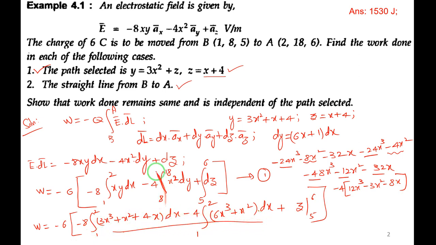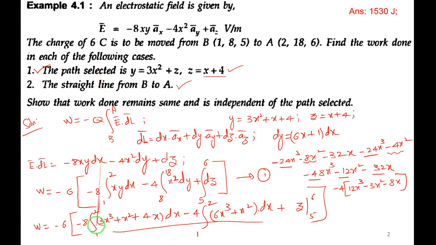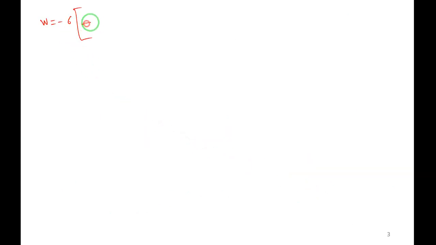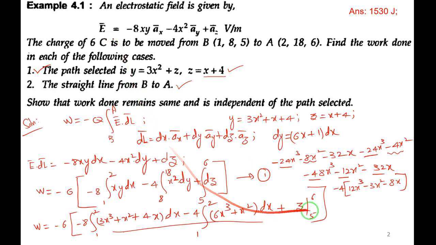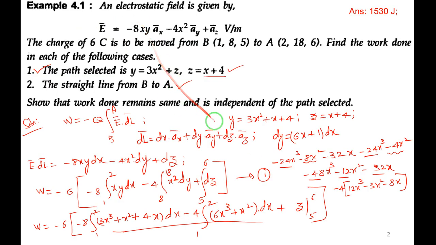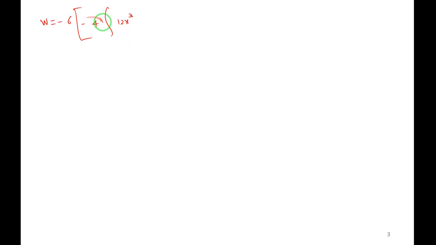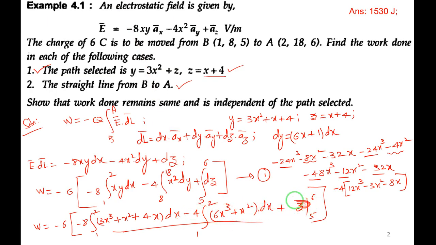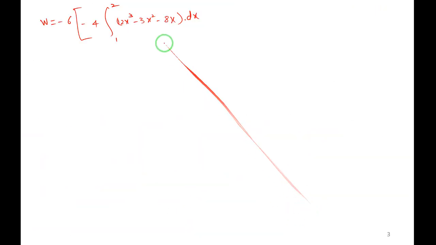So I will replace this. We'll move to the next slide. W is equal to minus 6 integration of, minus 4 is taken out, so minus 4 I will write here. Integration of 12x cube minus 3x square minus 8x into dx, x varying from 1 to 2. These two terms are taken care of. Next, this one, upper limit minus lower limit, 6 minus 5, it is 1, plus 1. Next, we'll integrate it.